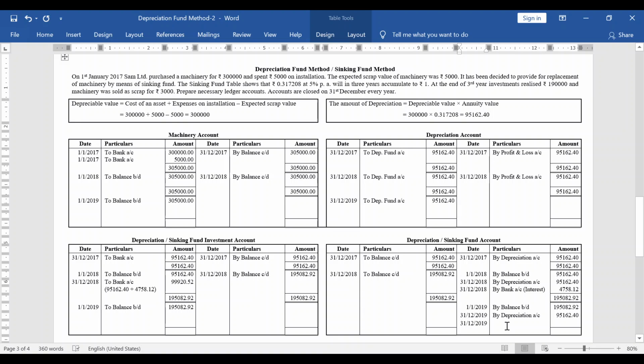On 31st of December 2019, interest is received on opening balance of investment. Here opening balance of investment is 1,95,082.92. 5% on this amount comes to 9,754.15, and the entry for receipt of interest is bank account debit to depreciation fund account. That is, amount of interest received is debited to bank account and credited to depreciation fund account. Interest is calculated on the opening balance of investment.